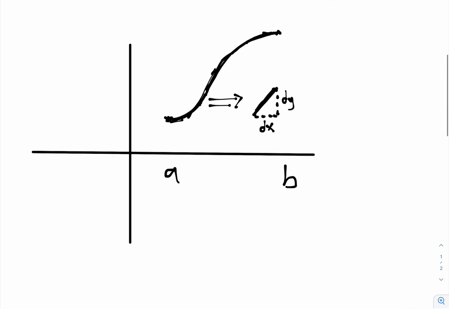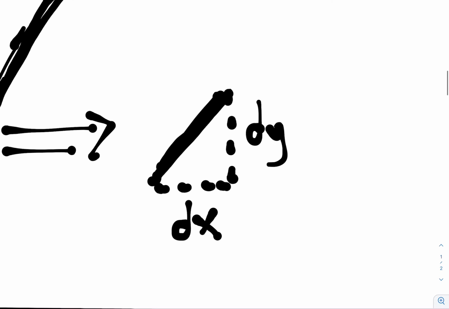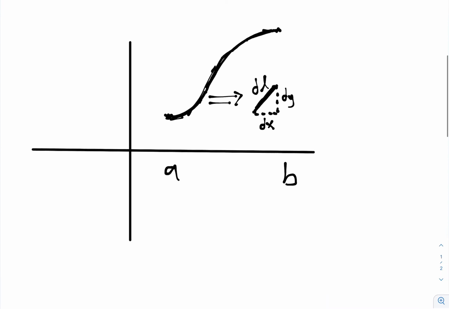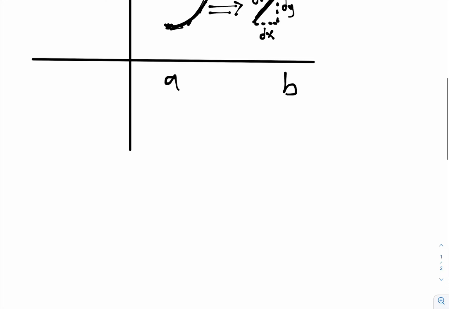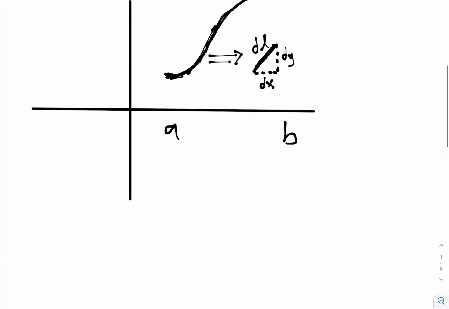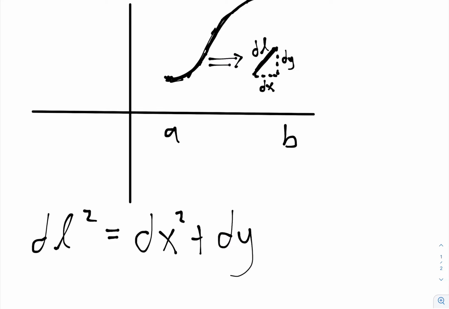If we're adding up an infinite number of those, let's figure out what dL is going to be. If this is dx, dy, we'll call this dL. So the change in L is going to correspond to a super small change in x and a super small change in y. That's really what calculus is: summing up infinitely many infinitely small changes in some quantity. Using our Pythagorean theorem that we already know, dL squared is going to be dx squared plus dy squared.